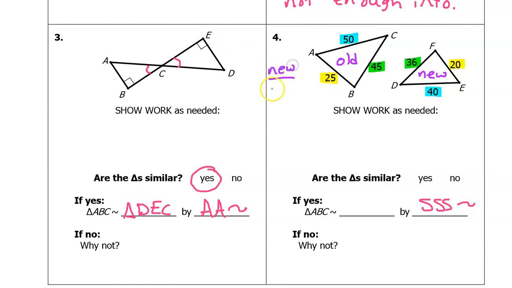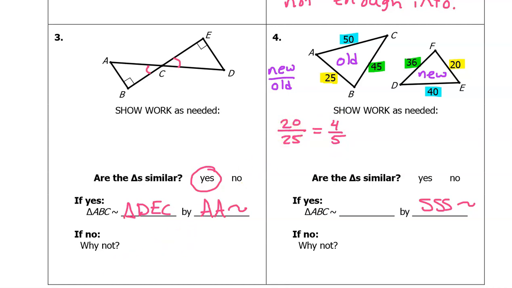So I'm just going to put this up here as a reminder that we're going to go new over old over and over again. So, for example, if you look at the yellow sides, if we go new over old, that would be 20 over 25. What does that reduce down to? Well, both of these are divisible by 5. And if I divide both of these by 5, I'm going to get 4 over 5.